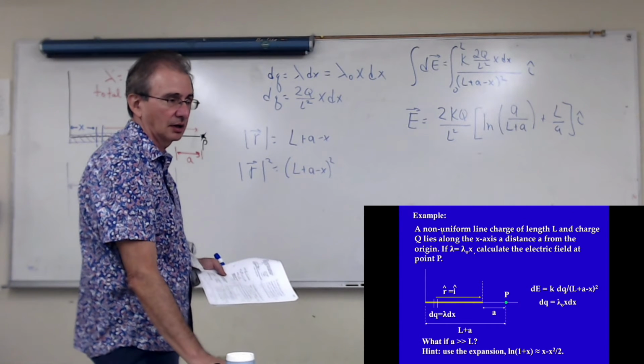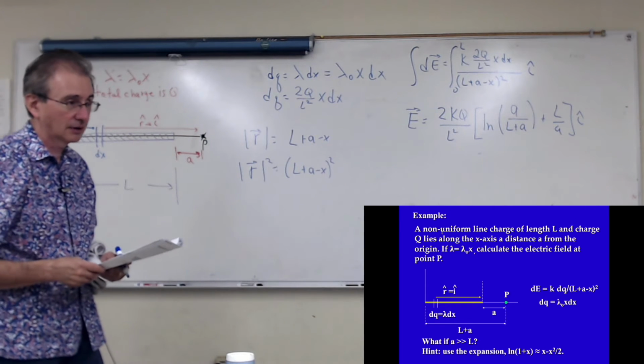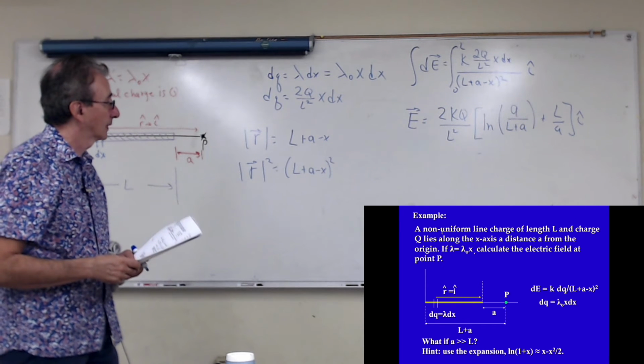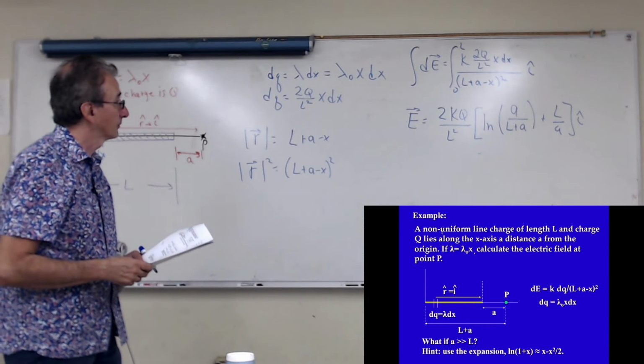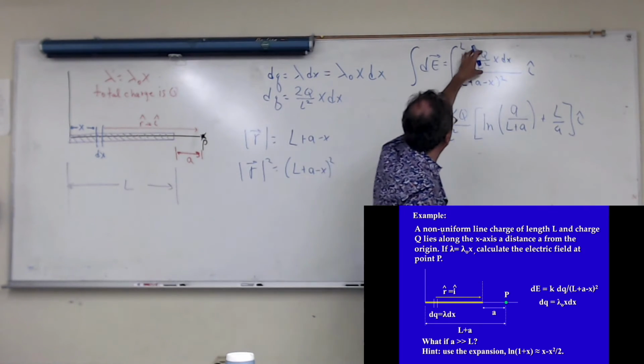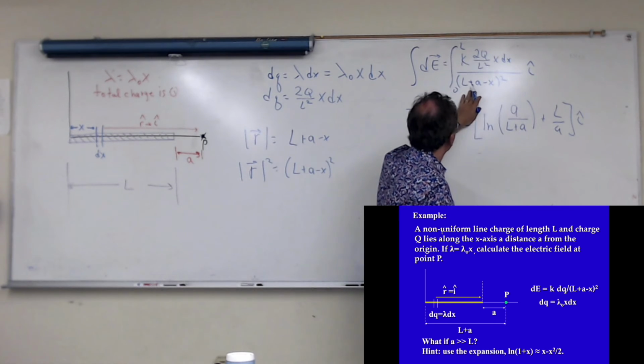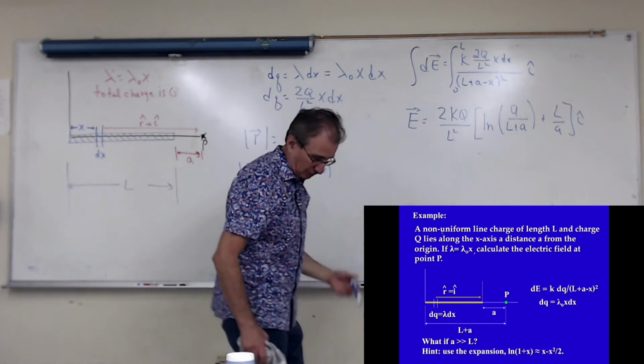Question. I have a question. Yeah, Professor. So what are the constants you can rip out for this particular integral? You can rip out the k, the dq, or the 2q over L squared, right? Yeah, you can pull all this stuff out. Just not the bottom though, because it has the x in it. Yes. Okay.